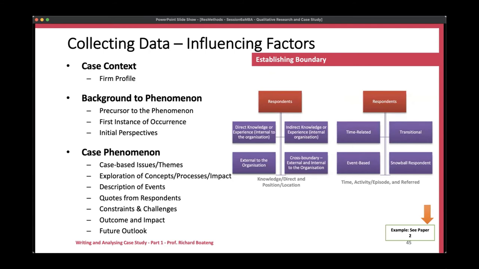Now, respondents, there are different types of them. There are respondents who have direct knowledge of what you are going to discuss. And there are respondents who have indirect knowledge. Then there are respondents who are external to the organization. And then there are respondents who are just internal, or they are also cross-boundary. They work like a consultant who sits in between different partners.